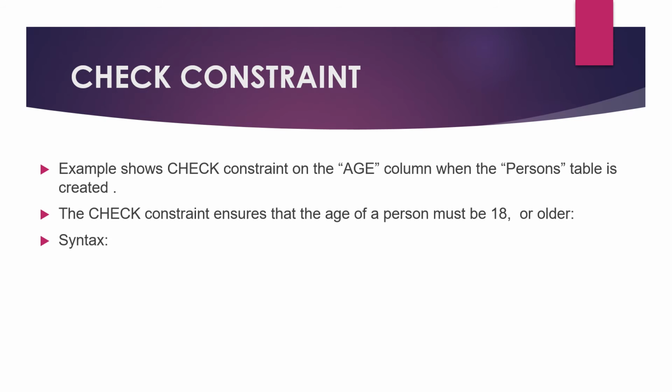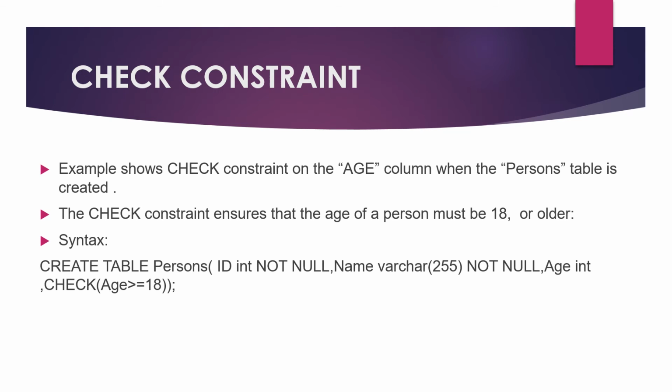There is another example of check constraints. Check constraints on the age column when the person table is created. The check constraint ensures that the age of a person must be 18 or older.